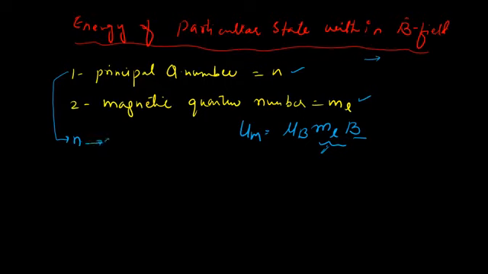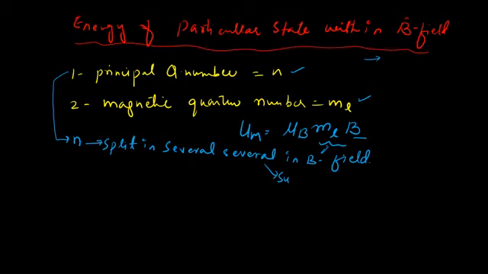So the principal quantum number n splits into several states in the presence of a magnetic field. When we apply the magnetic field, the principal quantum number state splits into several substates, which are also called subshells. These substates of an atom in the presence of a magnetic field have energies that are very slightly more or less than their original state.